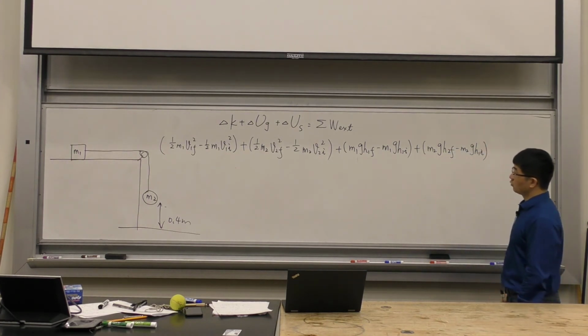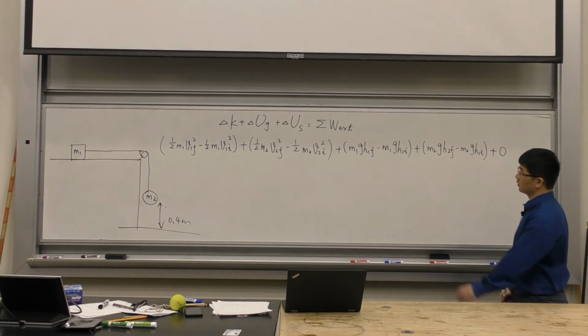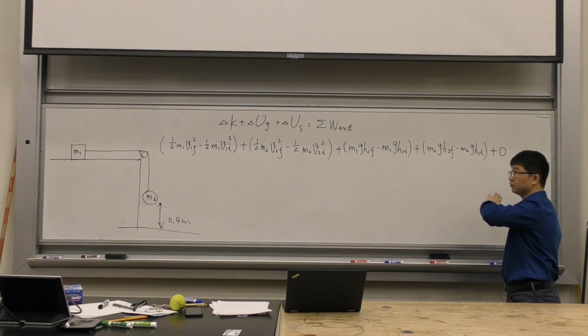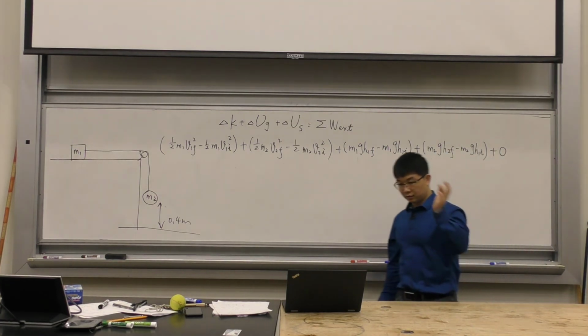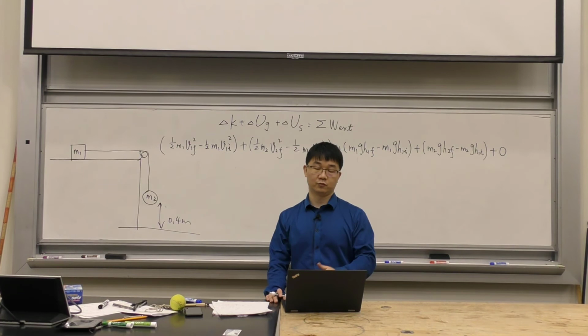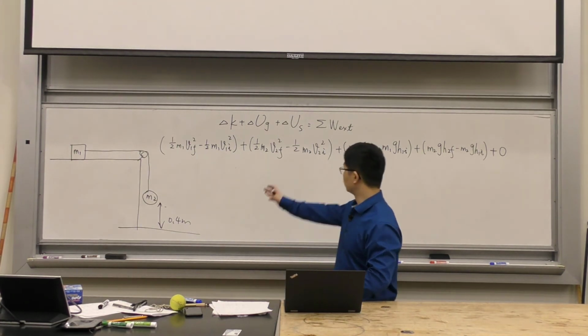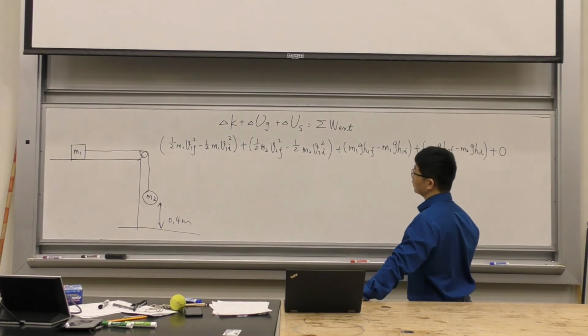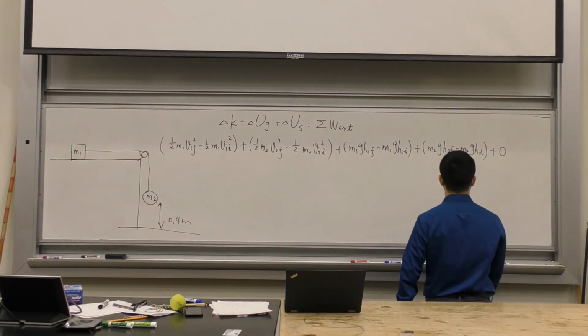And then I still don't have any elastic potential energy, so I get a 0. Okay, so that's the left-hand side. It looks very scary, but in the problems we see in this class, usually we get many zeros in this equation. So you don't really need to work with 8 terms. We can figure out each term carefully.